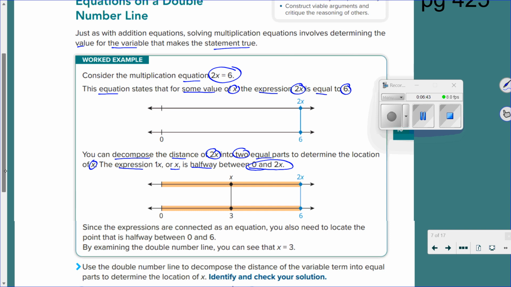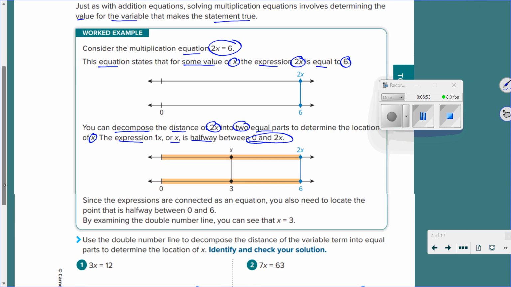Because it's 2x. Does that make sense? So that means there's 2 intervals because it's 2x. So if it was 2 intervals, and I decompose it into x, that's halfway between our 0 and 2x. So then I need to find the corresponding value that is halfway between 0 and 6. Does everybody agree that 3 is halfway between 0 and 6?